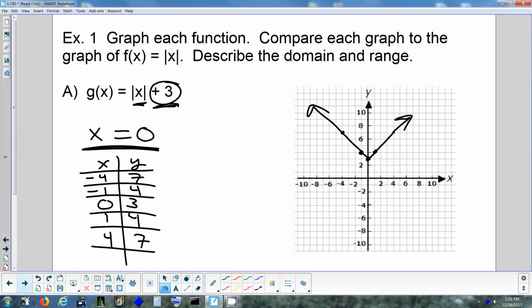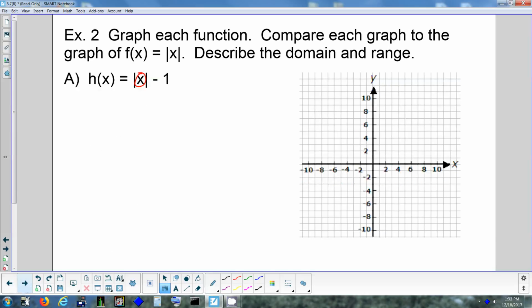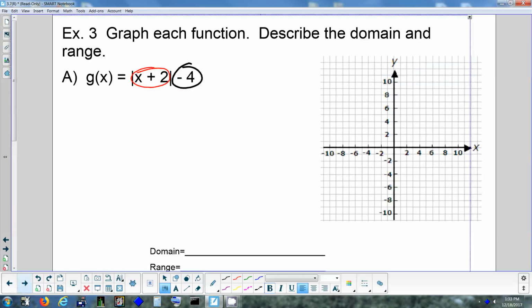But when I look at a problem like this in my head real quick, I say it's going down 1. When I look at this one, I say down 4, left 2. I already know what's happening just by looking at the two numbers. And if you know that, sometimes you don't even need to make a table. But I would suggest making a table.